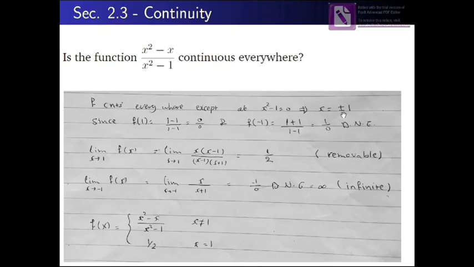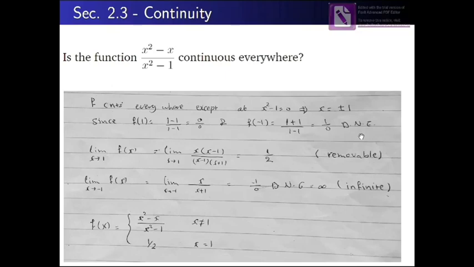Let us see what the value of f(1) is. It will be 1 squared minus 1 over 1 squared minus 1, so this will be 0 over 0. What is the value of f(minus 1)? It will be minus 1 whole squared minus minus 1, which is 1 plus 1, over minus 1 squared minus 1, which is equal to 0. So 1 over 0 does not exist. So this function is continuous everywhere except at 1 and minus 1, because the value of the function is not defined at x equals 1, and f(minus 1) also does not exist.